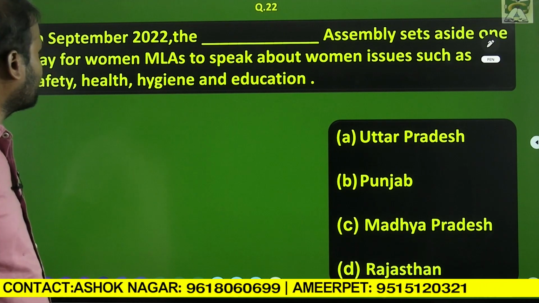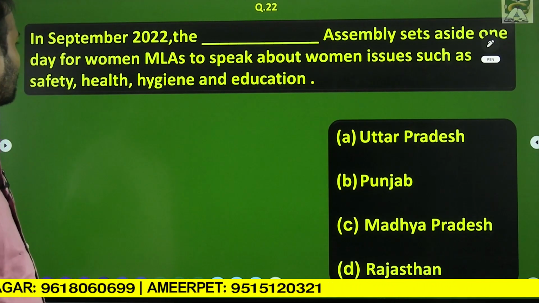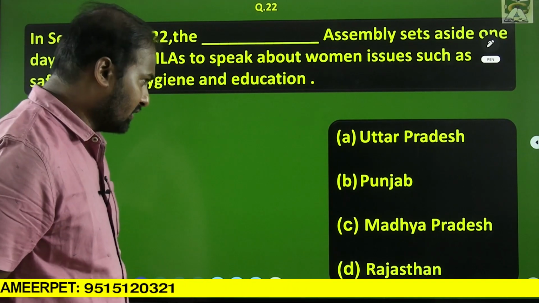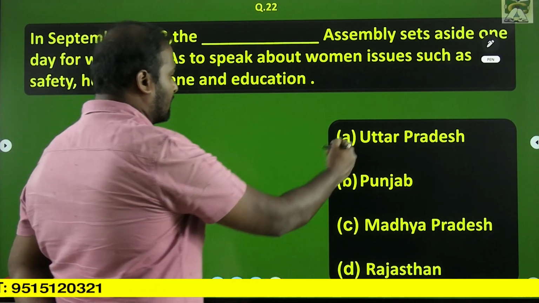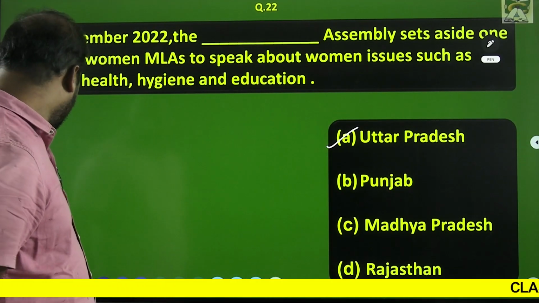Next. In September 2022, which Assembly state set aside one day for women MLAs to speak about women's issues such as safety, health, hygiene and education? This is also a current affair question. Your answer is Uttar Pradesh. So till now we saw 3 current affair questions. This is one of them.